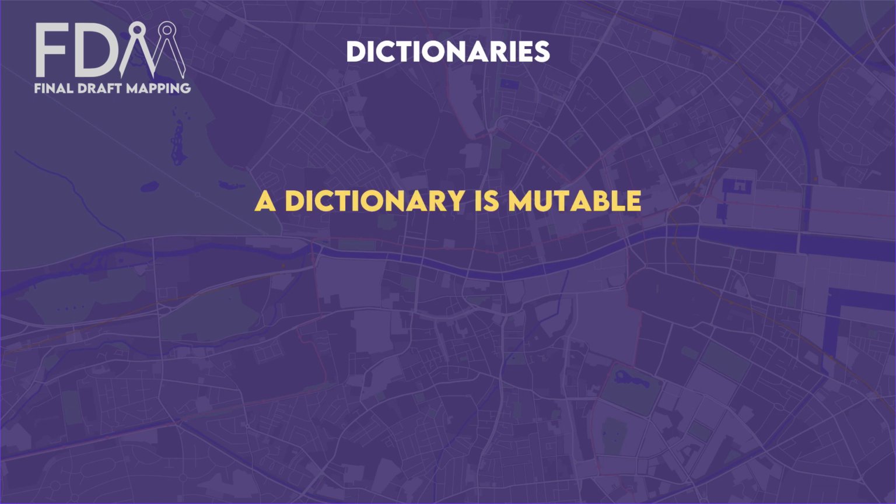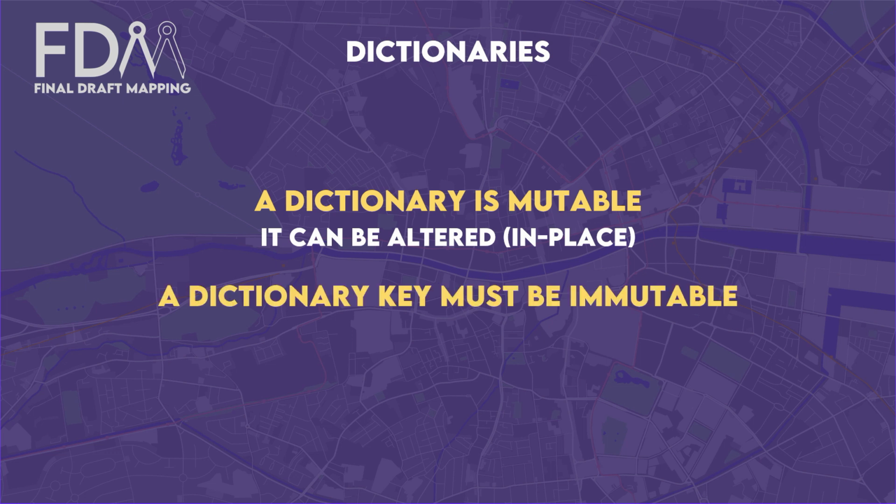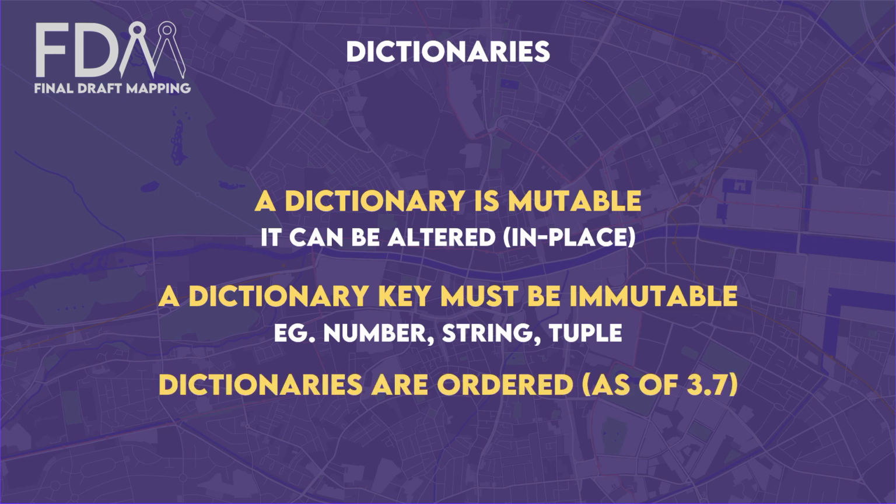A dictionary is mutable. This means it can be altered in place. However, a dictionary key must be immutable. For example, it can be a number, a string, or a tuple, or any other immutable data type. As of Python 3.7, dictionaries are ordered. This is fantastic because the order of the dictionary is now known.